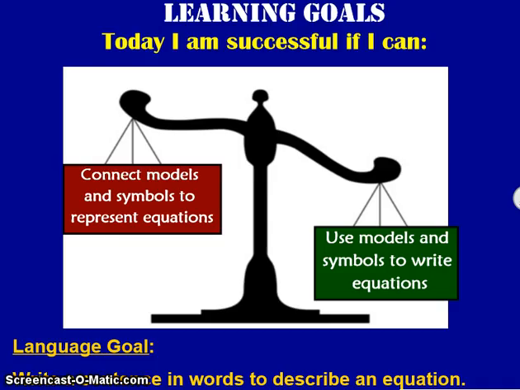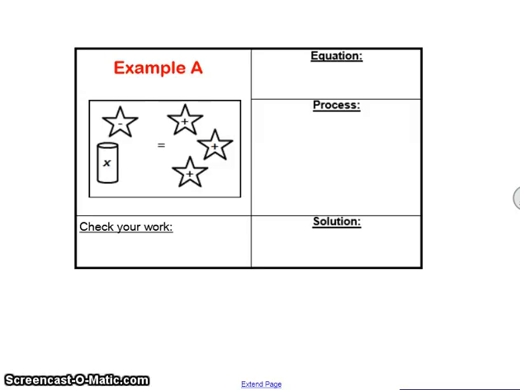Your learning goal says today I'm successful if I can connect models and symbols to represent equations and use models and symbols to write equations. Your language goal says write a sentence in words to describe an equation. You're going to need your half sheet out. The front side says example A, the back side says example B.